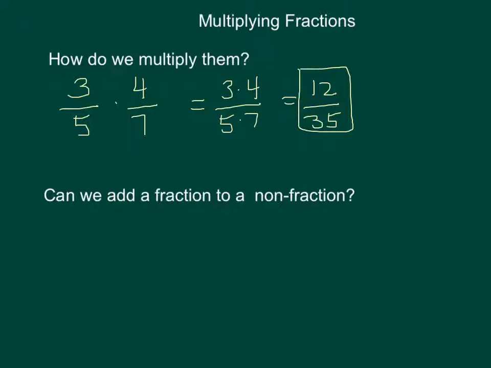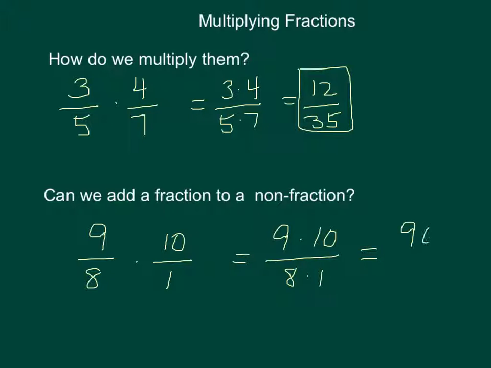Not too hard. Well, can we multiply a fraction by a number that isn't necessarily expressed as a fraction? Well, yes. You can always think of this number 10 as being like 10 over 1. And now there's no difference. I'm just multiplying across. And we get 90 over 8.